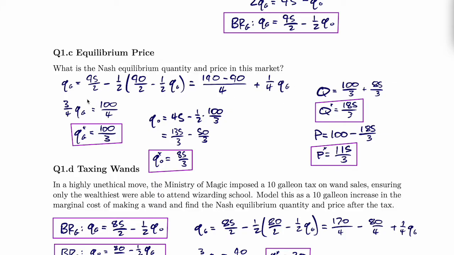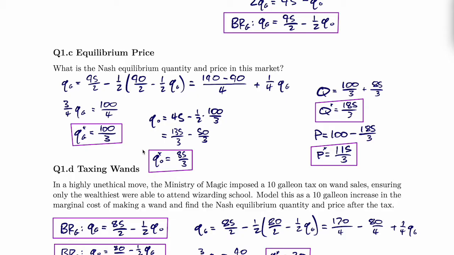Once we have this, we can collect QG. So we've collected all of the QG terms on the left-hand side, which leaves us a number on the right-hand side, and then we just solve for QG. So this is our QG star. We take QG and we plug it back into Ollivander's best response function. So we already know what QG is doing, and all we have to do is best respond to it from Ollivander's perspective. So we have QO, which is 45 minus 1/2 times 10 over 3. Sorry, 100 over 3. And then we simplify to find QO star.